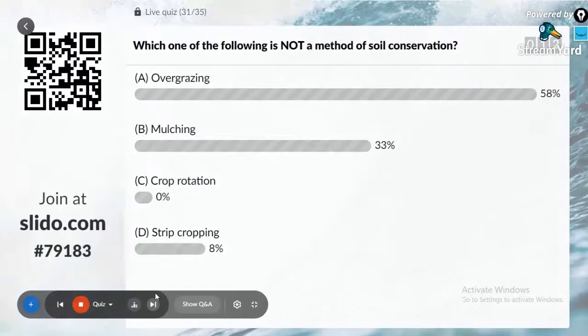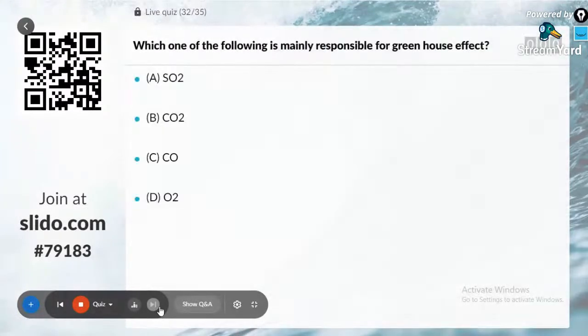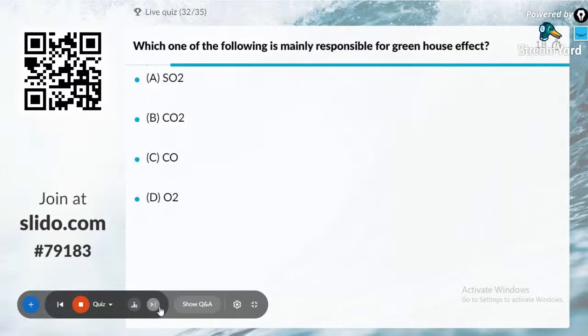Guys, the answer is overgrazing. Next question on the screen. Strip cropping, crop rotation, all these are very essential for soil conservation. Which one of the following is mainly responsible for greenhouse effect in our NCERT textbook? Direct MCQ. SO2, CO2, carbon monoxide, O2.